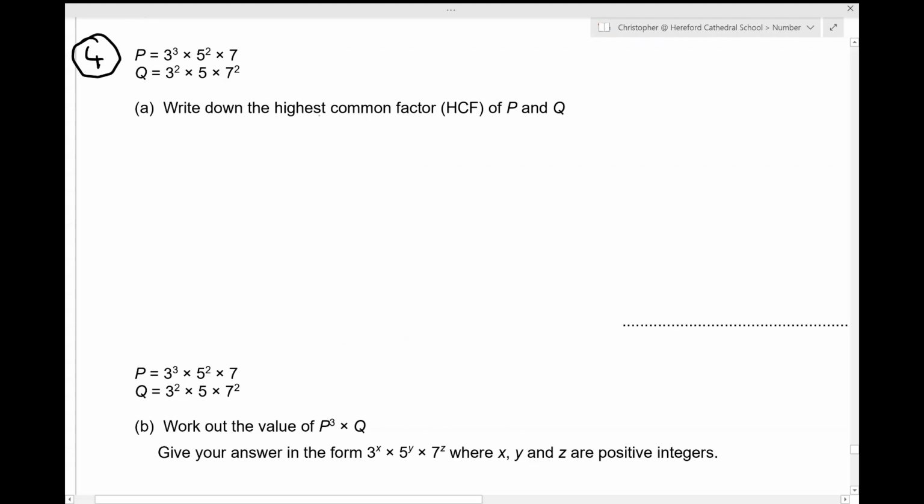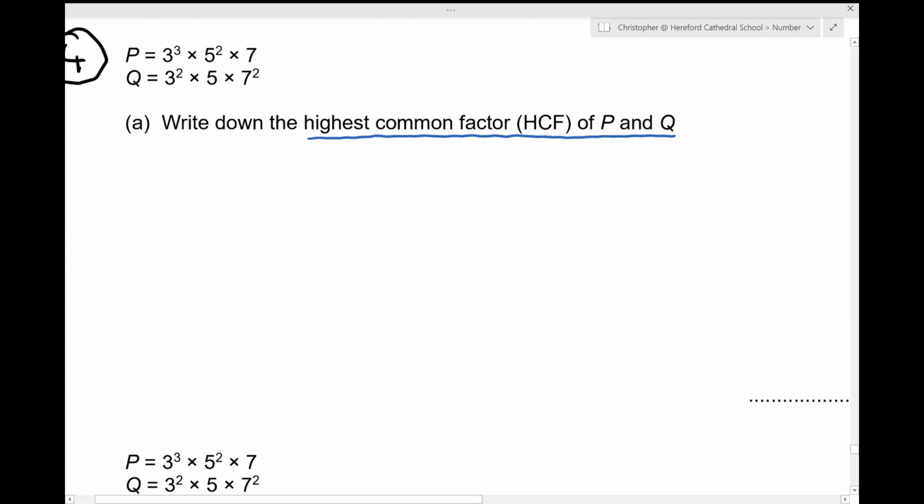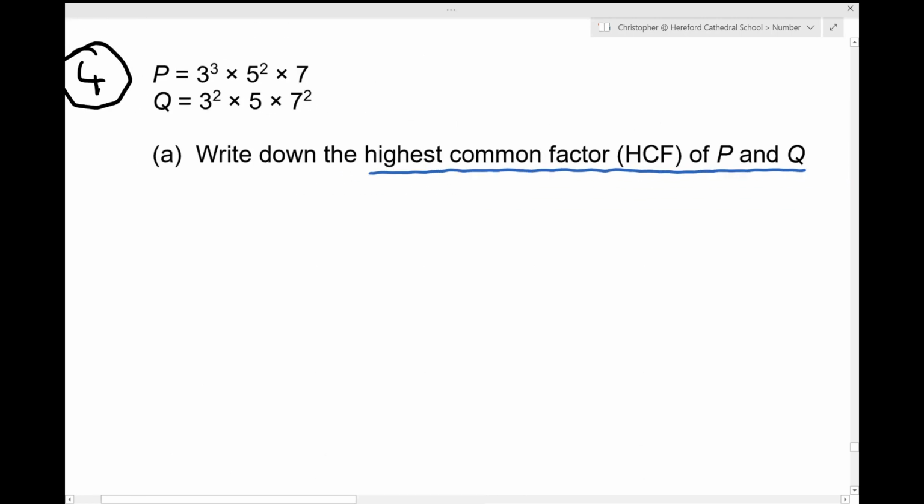Question 4. Write down the highest common factor of P and Q. Well, I've got P and Q here, and they're both written quite nicely already, look, with each factor in its own column. Now, the highest common factor, I'm going to take the smallest of each of the powers. So 3 squared times 5 times 7, and if I put that in my calculator, I get the answer 315.